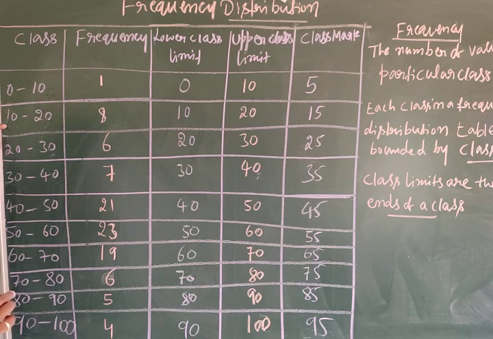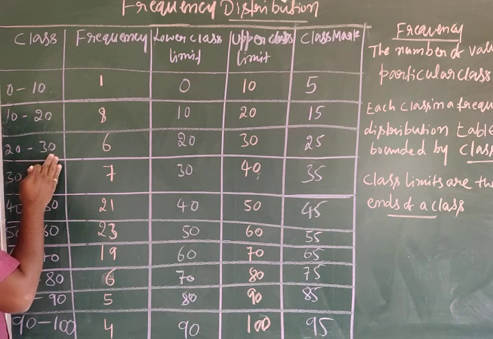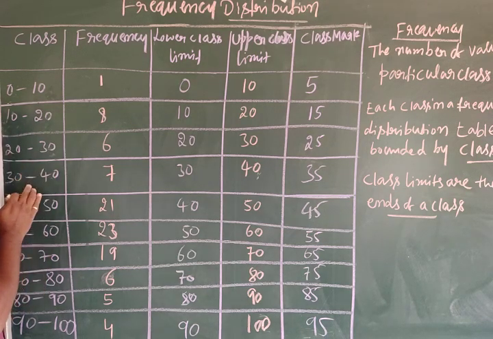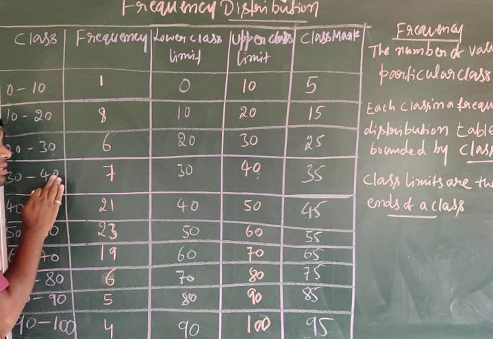Don't forget: the lower value is called the lower limit, and the higher value is called the upper limit.